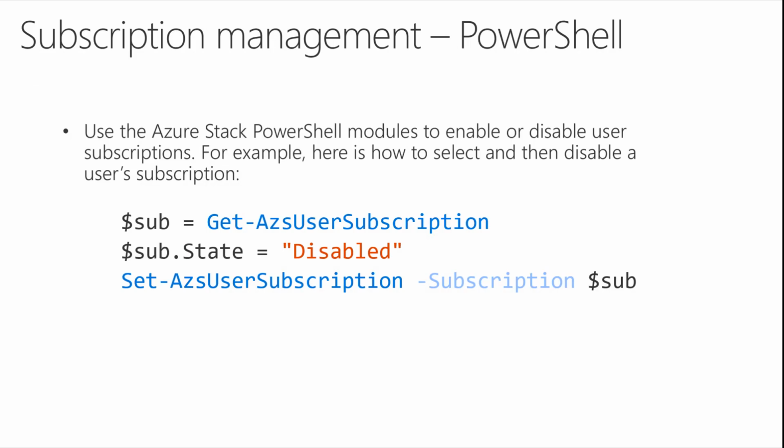For subscription management, we can leverage PowerShell modules to enable or disable user subscriptions also. Here's an example. We create a variable for subscription, Get-AzsUserSubscription, and we set the state of that subscription to disabled. And then we run the Set-AzsUserSubscription command.